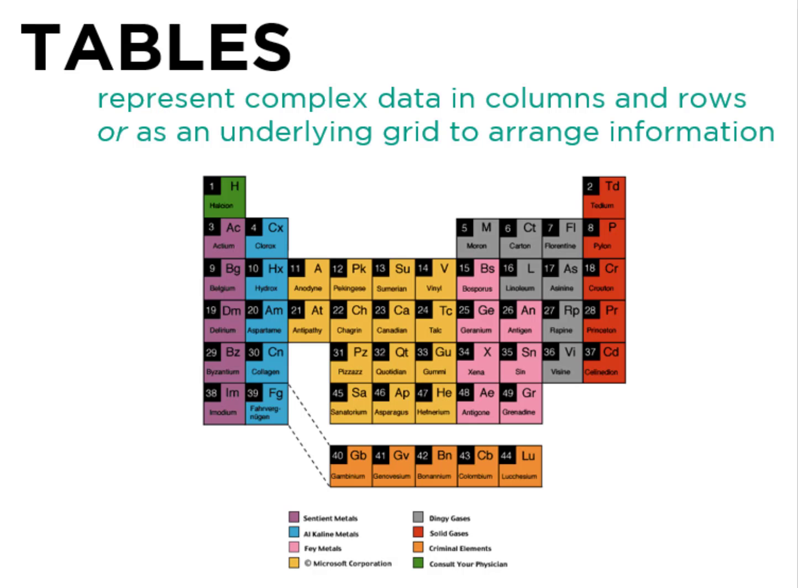Let's get a bit more specific and talk about different types of data displays and when to use them. First, tables, which are used to represent complex data in columns and rows, or as an underlying grid to arrange information. Those are the only two instances in which you would create a table to display information. And the periodic table is a great example.